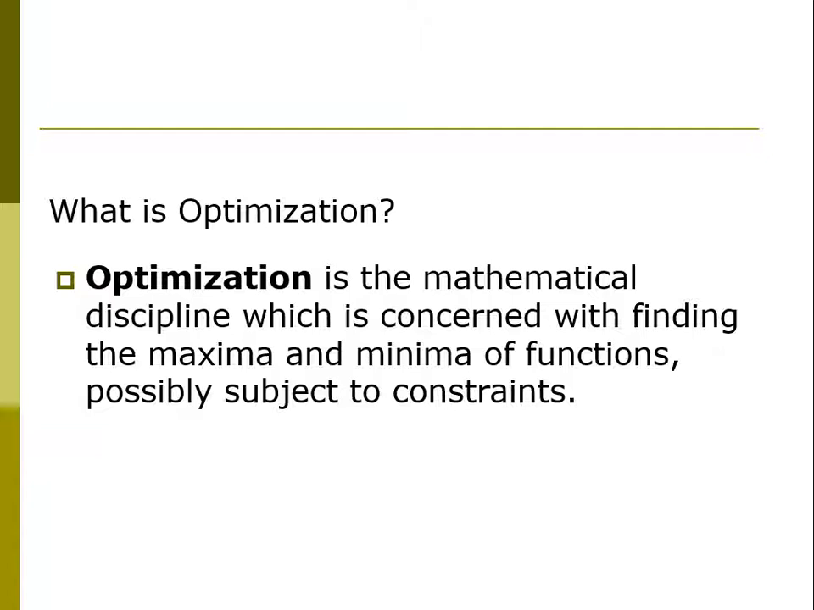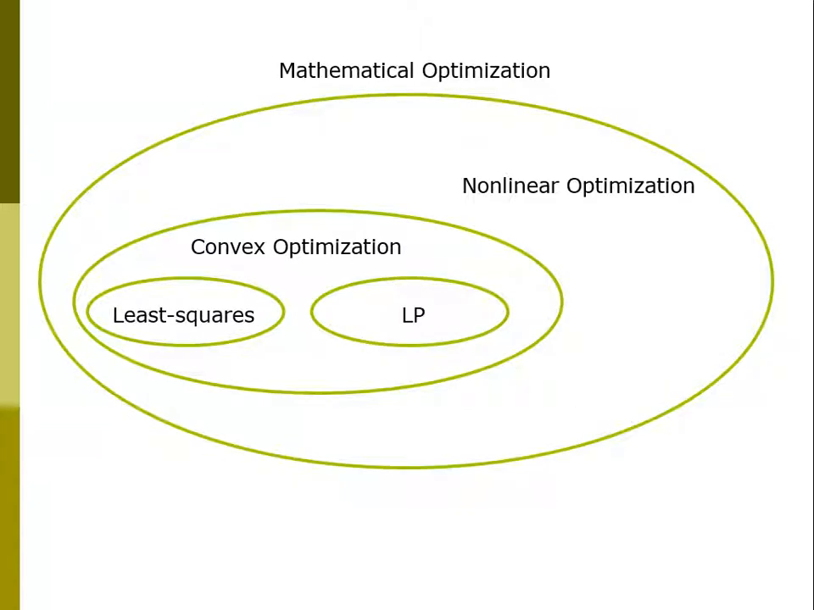What is optimization? Optimization is the mathematical discipline which is concerned with finding the maximum or minimum of a function, maybe subject to many constraints. Basically, the classes of optimization problems are characterized by particular forms of the objective and constraint functions. It includes nonlinear optimization, convex optimization, least squares, and linear programs.